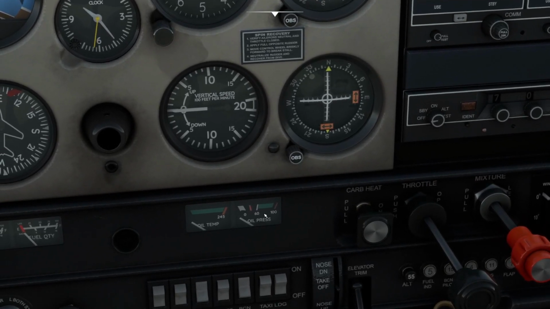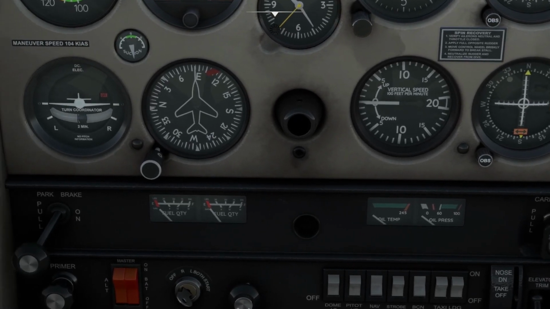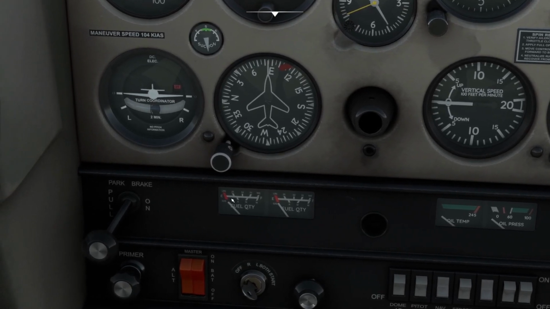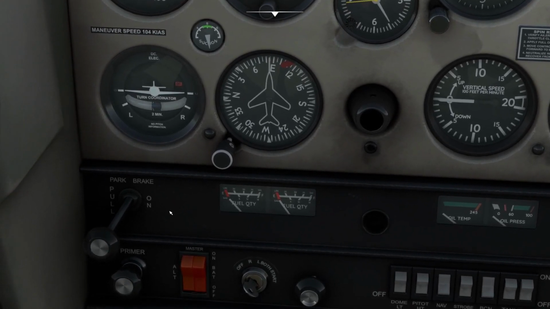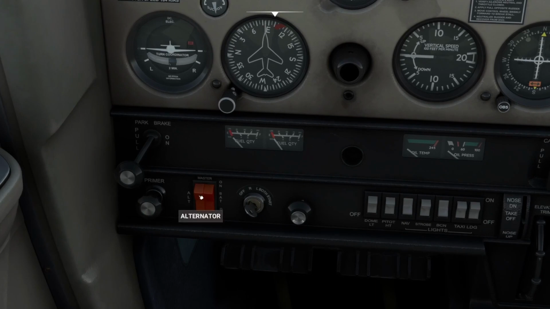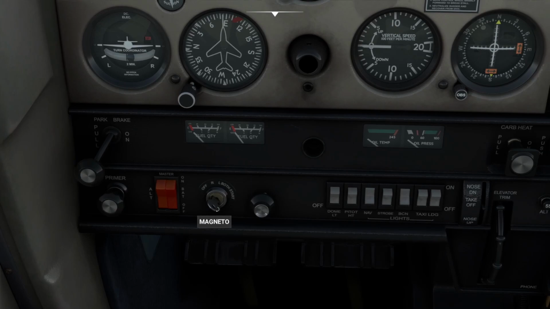Our oil pressure gauge, we'd want to be in the green zone. Oil temp in the green. And then we have our fuel gauges for left and right. Parking brake, out is on, in is off. Primer is in. Standard. To operate, you pull it out and push it in. Our master switches, alternator and battery. Then we have our ignition, so off, right magneto, left magneto, both magnetos, and start.